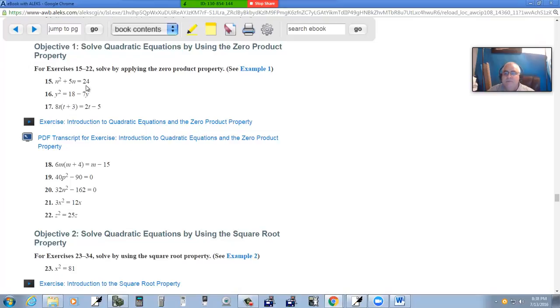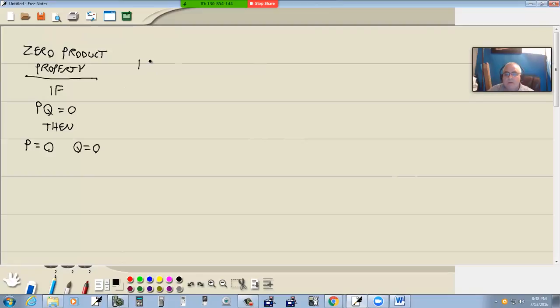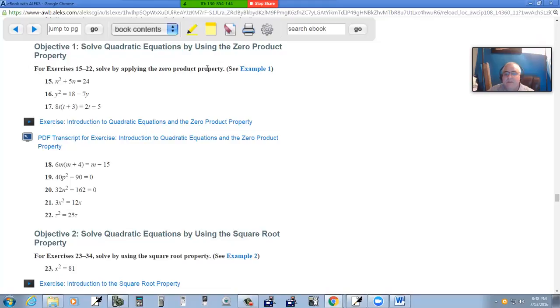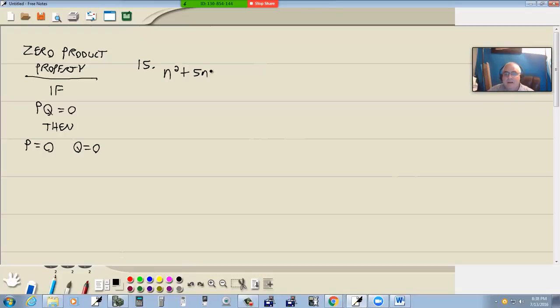So let's take a look at number 15. We got n squared plus 5n equals 24. Well, there's a problem with this. Zero product property says you have to have 0 on one side. Well, that's easy. We can take this 24 and move it over to the left side. Now this is a quadratic because we have the second power, n to the second power. Now, just like before, when you take anything across the equals, your sign changes, so 24 becomes negative.